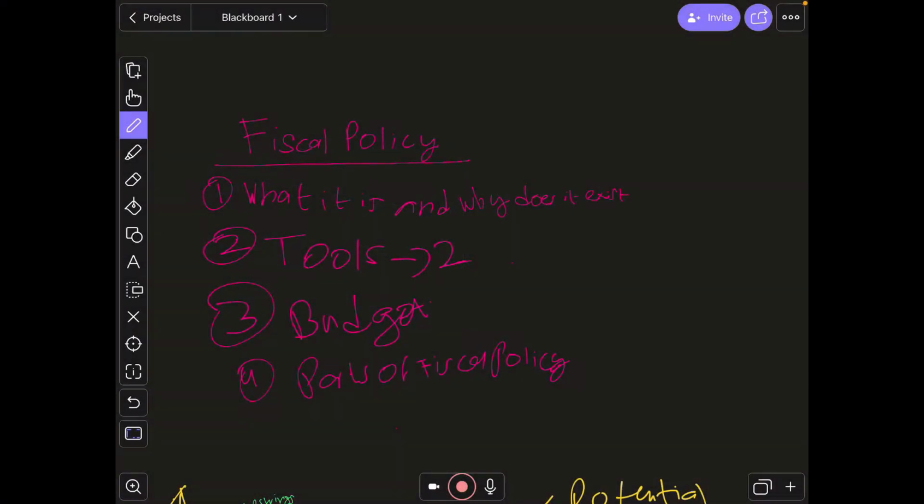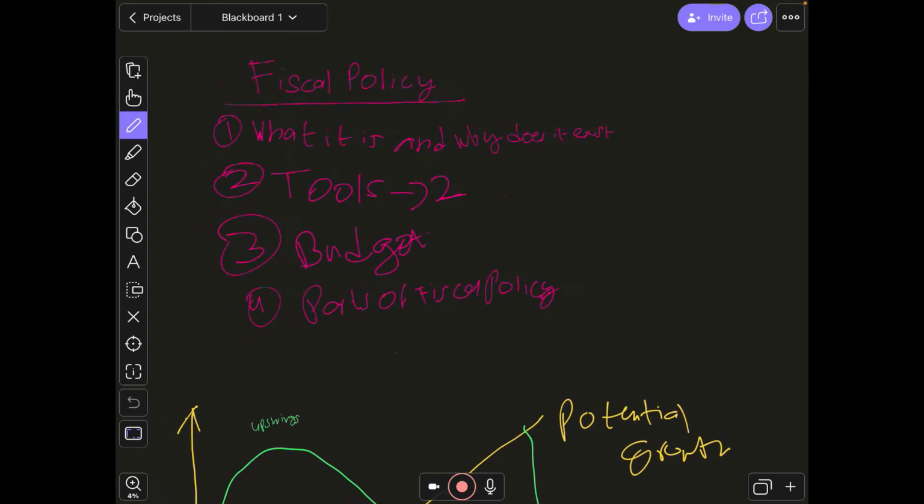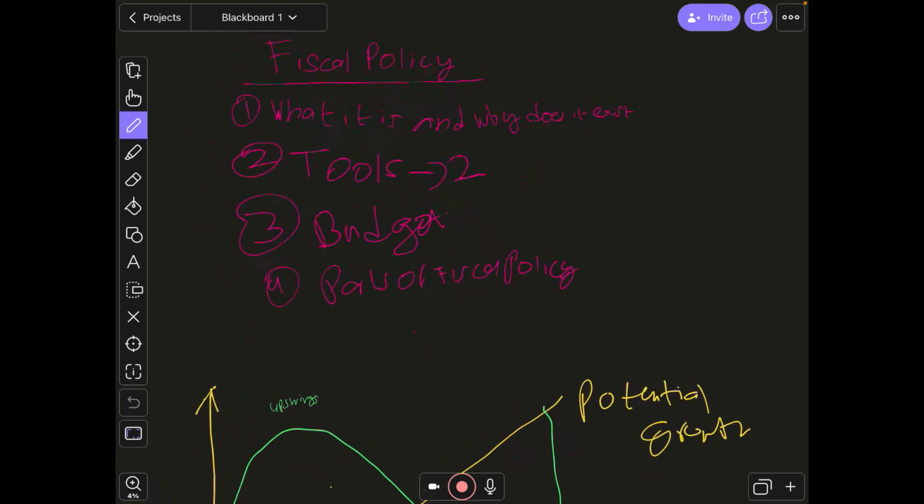Hi guys, so in this video we'll be discussing fiscal policy, which is a demand side or demand management policy. Within this chapter we'll be discussing what fiscal policy is and why it exists, the two tools of fiscal policy, the relation of fiscal policy to the budget, and then finally parts of fiscal policy.